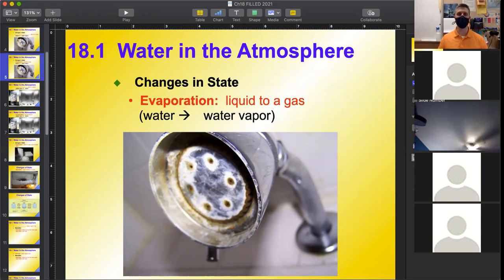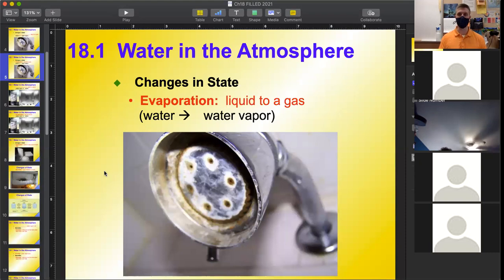So going from liquid to a gas. In this example, I put up a picture of a shower head. You can see this kind of white stuff and kind of orangish, reddish stuff. It's called scale. All it is is minerals that are dissolved in the water. And when that water evaporates, when it goes from liquid water to water vapor, it leaves those minerals behind. So anytime water evaporates, if there's anything in it, it leaves that behind. It doesn't take it with it.